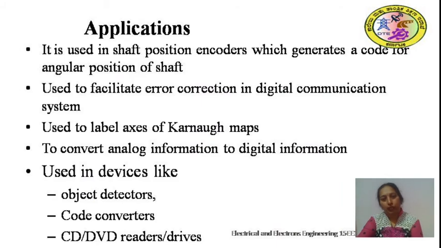Coming to the applications of Gray code, it is used to generate a code for the angular position of the shaft, that is, it is used in shaft position encoders. It is used to facilitate error correction in digital communication systems. It is used to label the axes of Karnaugh maps, used for simplification of Boolean equations. It is used to convert analog information into digital information. It is used in devices like object detectors, code converters, CD, DVD readers or drivers.